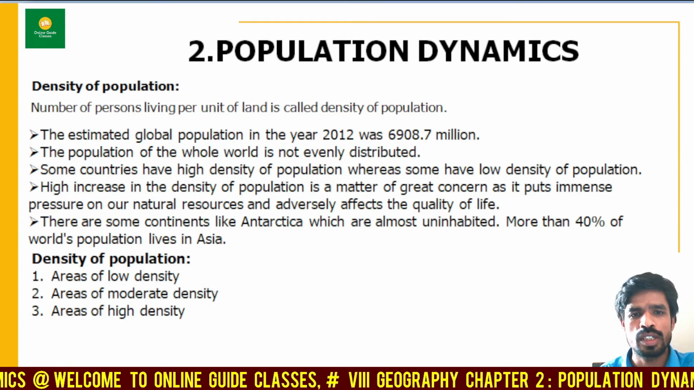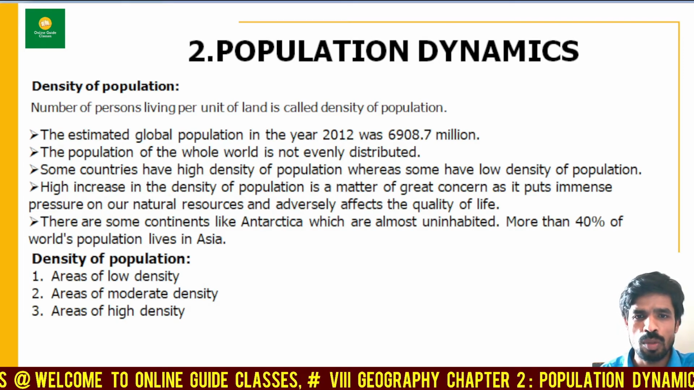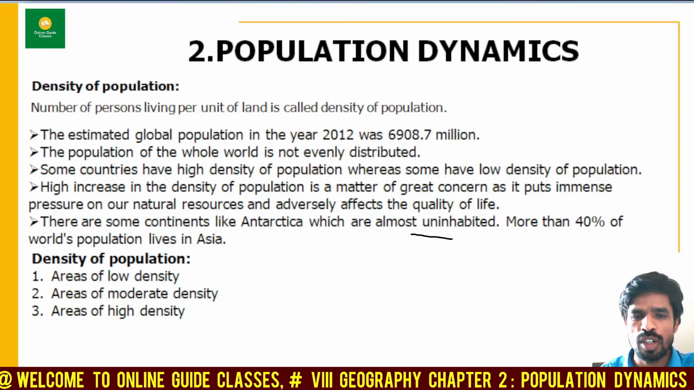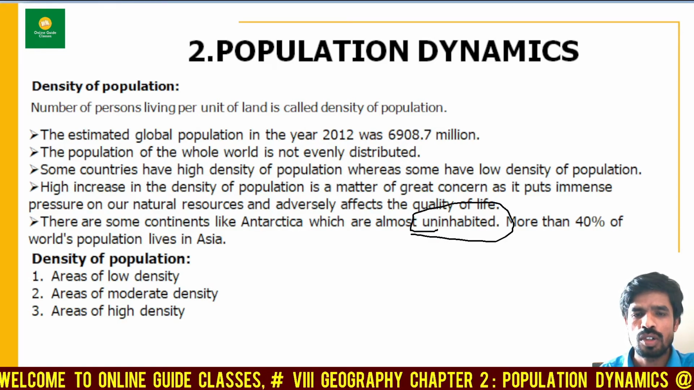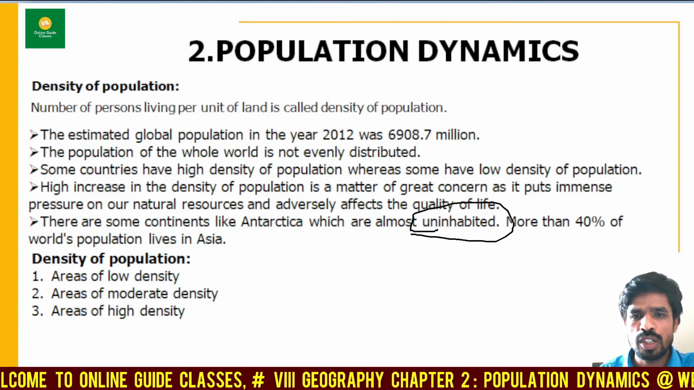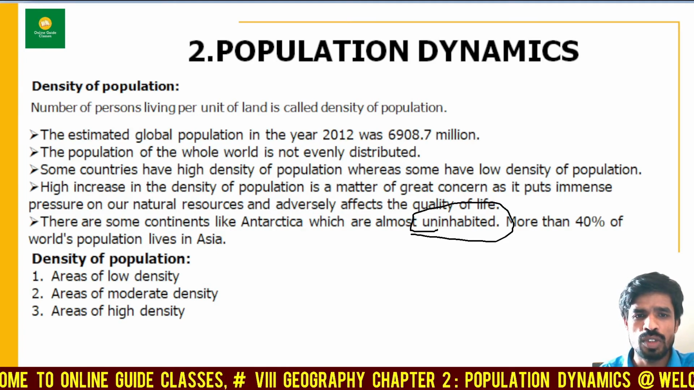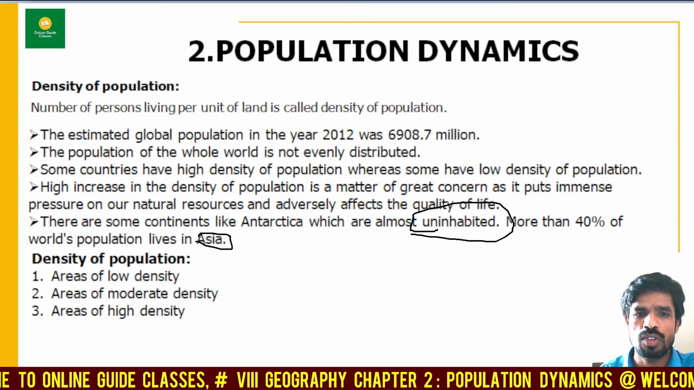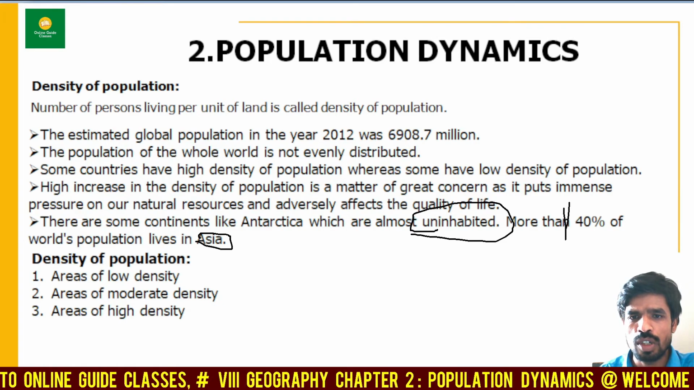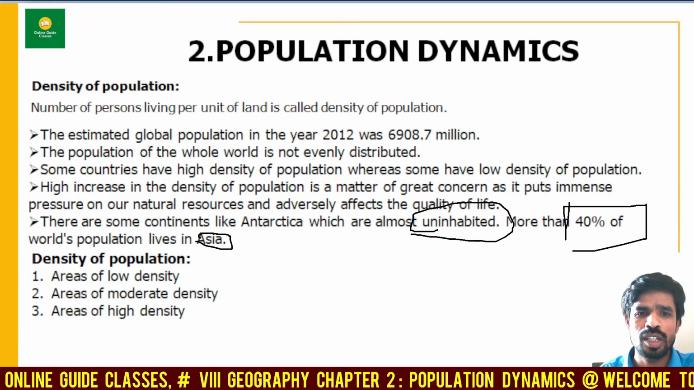There are some continents like Antarctica which are almost uninhabited. What I mean by uninhabited is that human settlement is not available there. More than 40% of the world population lives in Asia. So as you can see over here, 40% of the world population is living in the Asian continent.